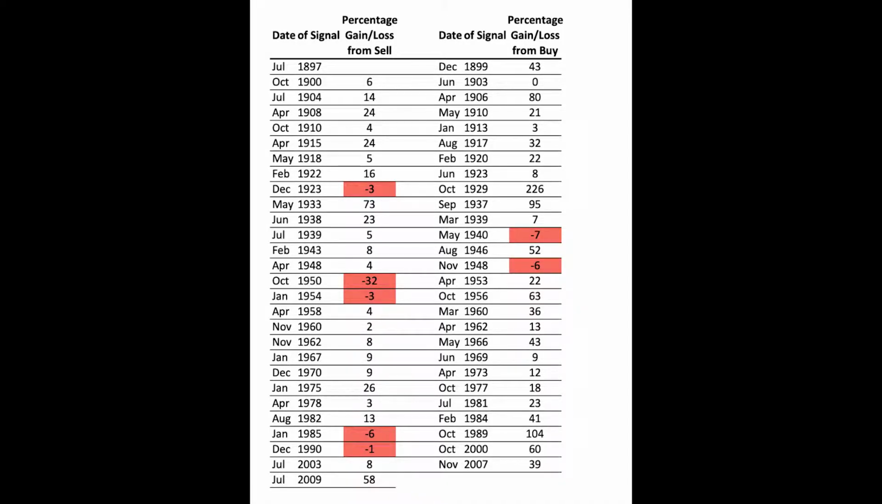Statistically speaking, losses do occur at times since the Dow Theory occasionally triggers false signals, but they are quite rare compared to the number of accurate signals.